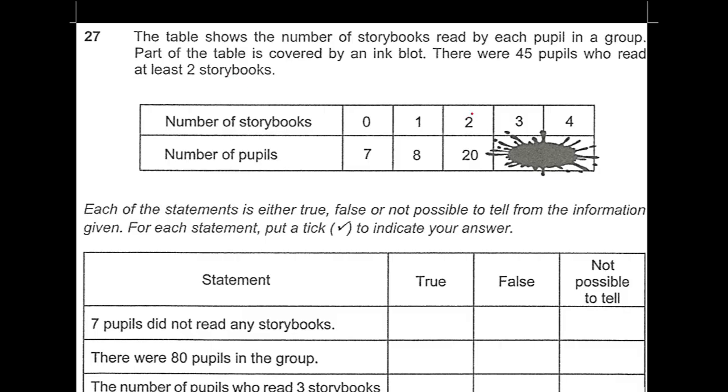So at least 2 storybooks means 2, 3 or 4. Which means the sum from here to here must be 45. For each statement, decide whether it is true, false or not possible to tell from the information given, and put a tick to indicate your answer. The first statement is, 7 pupils did not read any storybook. Is it true? The number who did not read any storybook is 7, so yes, it's true.